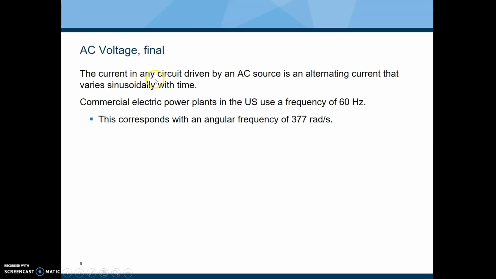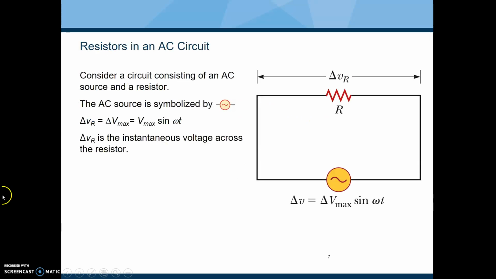Current in any circuit driven by an AC source is alternating current that varies sinusoidally with time. Commercial electrical power plants in the USA use a frequency of 60 Hz, which corresponds to an angular frequency of 377 radians per second. In the Indian system and in the UK system, the frequency is 50 Hz and correspondingly the angular frequency is 314 radians per second.